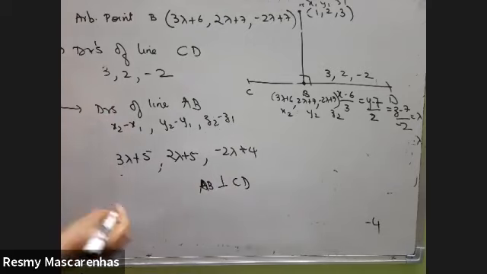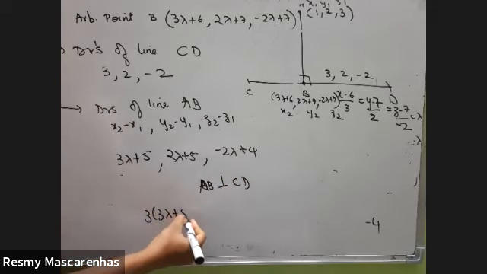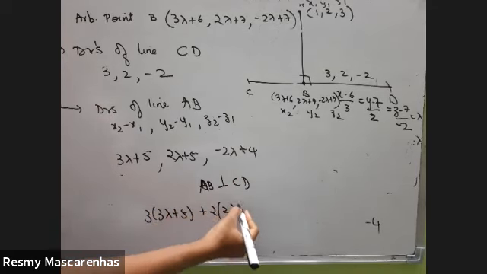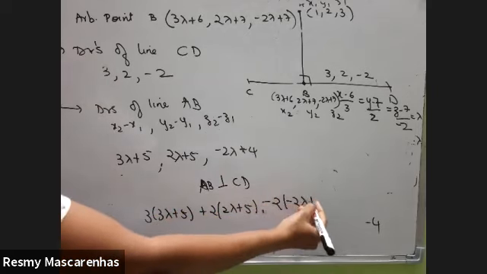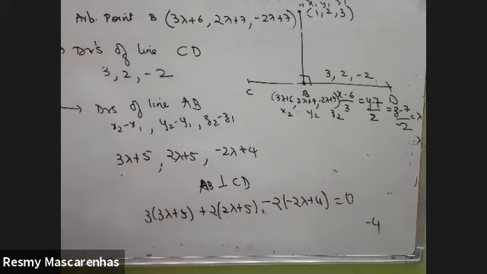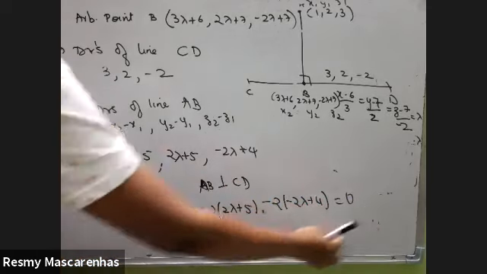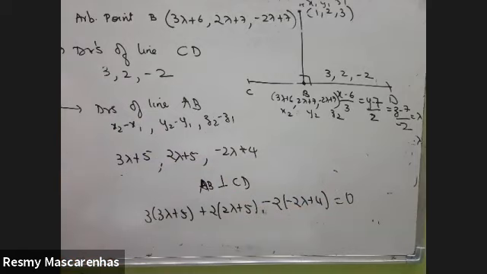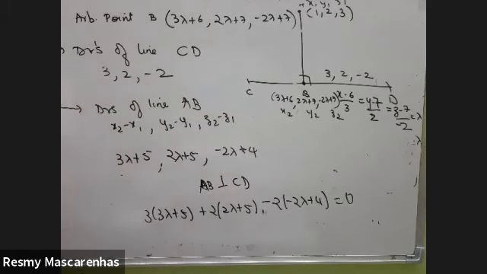So first, 3 into 3 lambda plus 5, plus 2 into 2 lambda plus 5, minus 2 into minus 2 lambda plus 4 is equal to 0. Now open up the bracket, calculate, find the value of lambda. Lambda is equal to -1. Okay. And then you put it over here and find the point B.